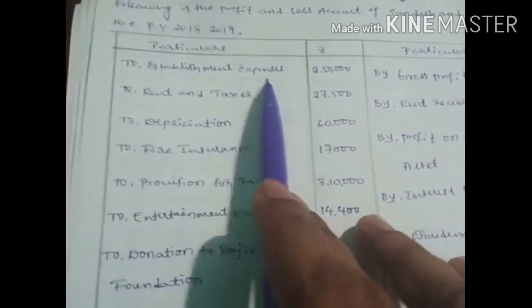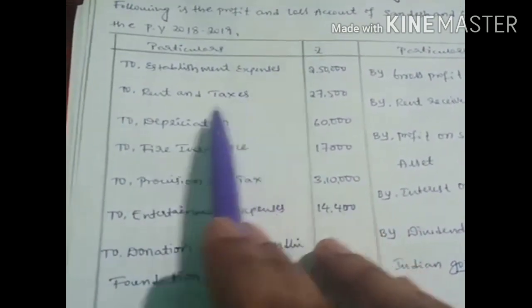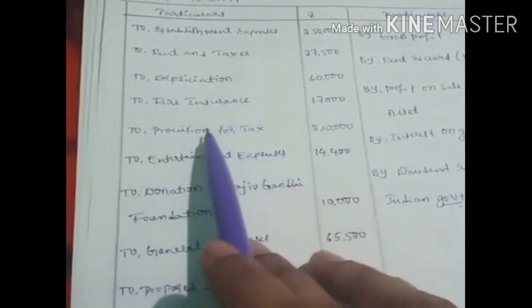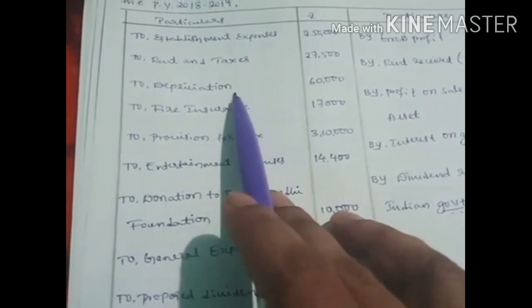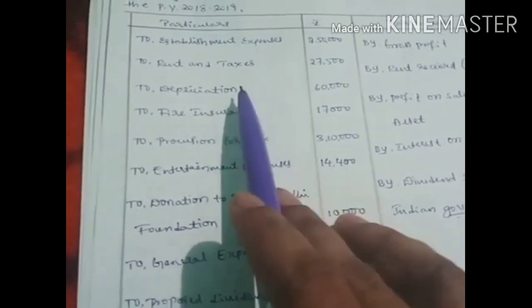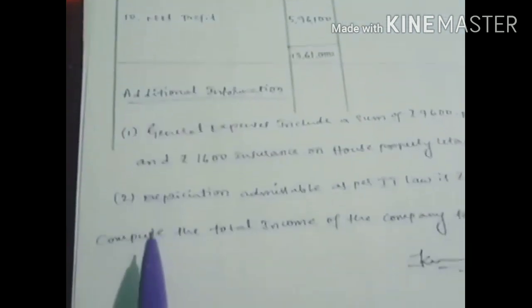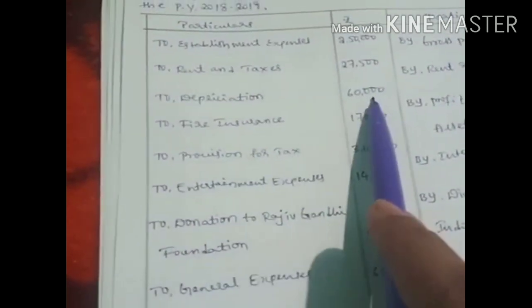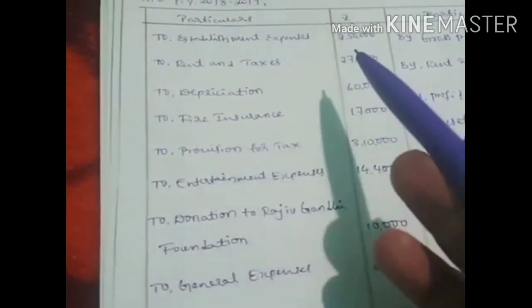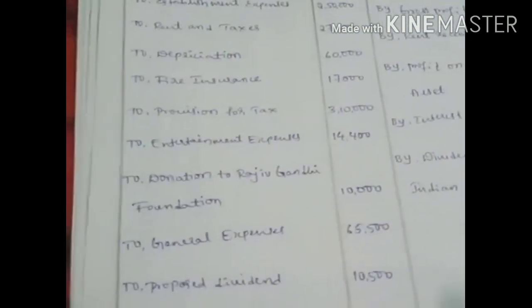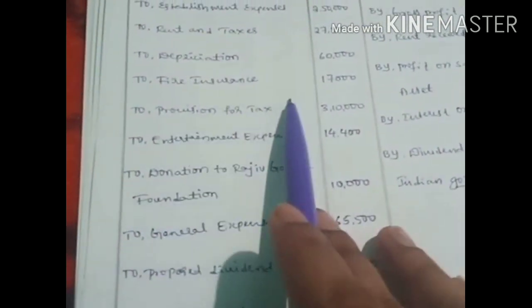Establishment expense is a business expense, rent and rates is a business expense. Depreciation: if it is given both in the P&L account as well as in the adjustment, we have to add back and deduct. If it is given only in the P&L account, ignore it. If it is given only in the adjustment, we have to deduct it. In this problem it is given on both sides: 50,000 in the adjustment and 60,000 in the P&L account. So 60,000 will be added back as a non-business expense, and 50,000 will be deducted as a business expense. Fire insurance premium is a business expense.